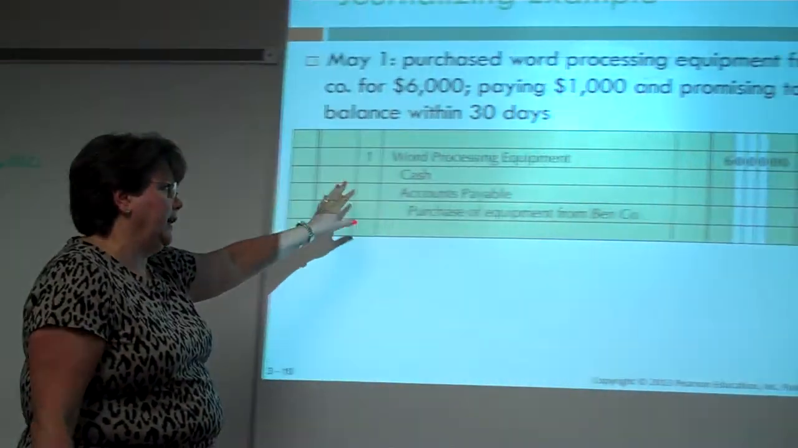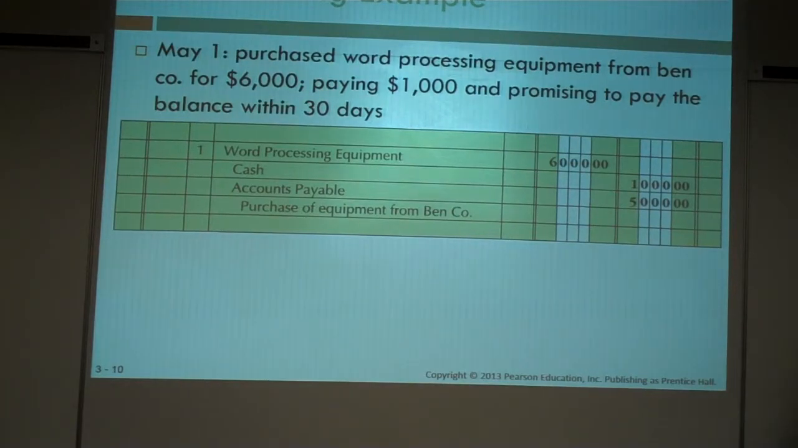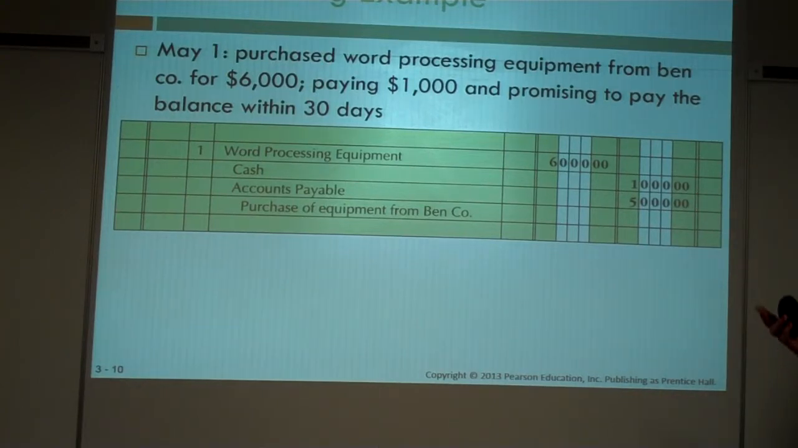How could we have analyzed this without asking all of those questions with the acid test? We had two numbers. We had the 6,000 and the 1,000. If we know that cash was affected, there's got to be another one to equal up to the word processing. We paid cash, didn't we? Yes. So cash we knew went down with the credit. And if we have word processing equipment and that went up, that's an asset, right? And that is a debit.